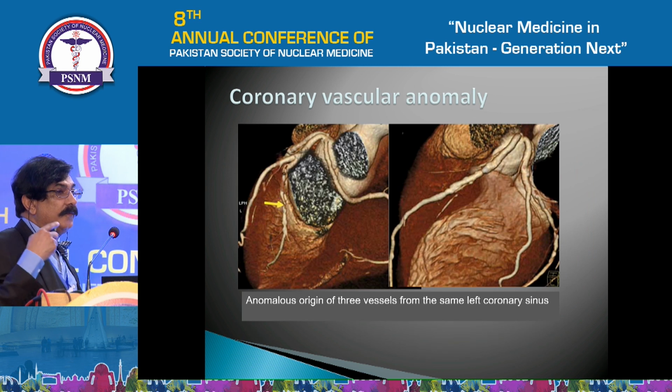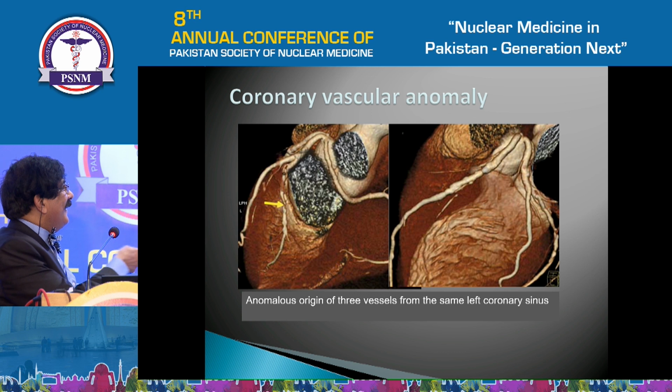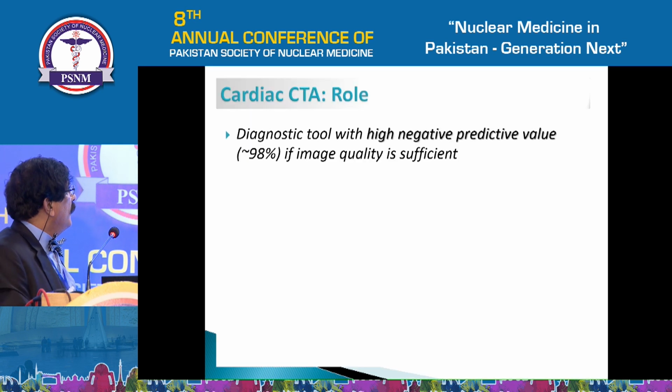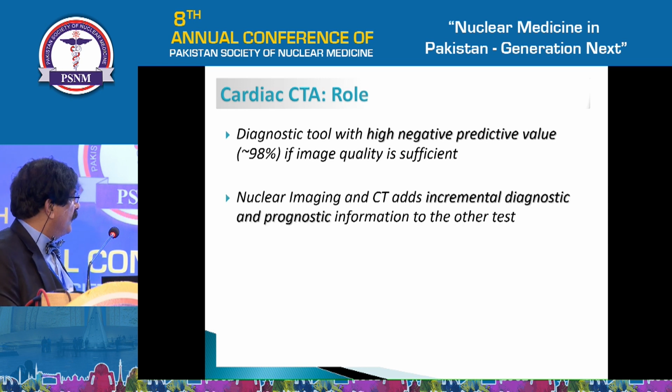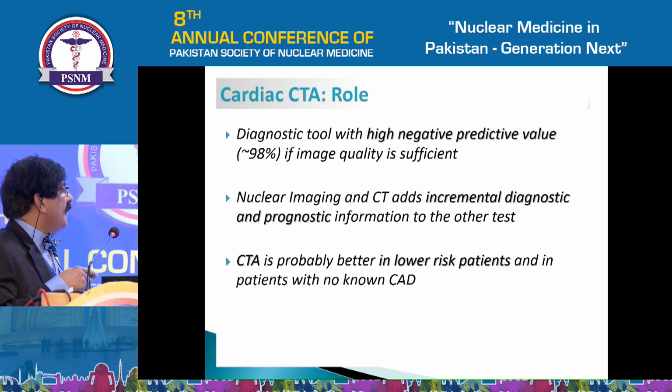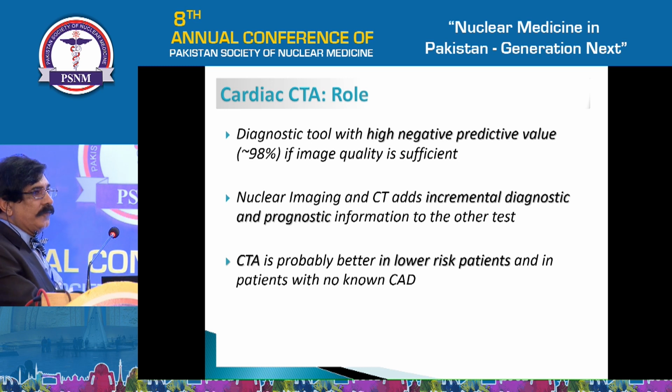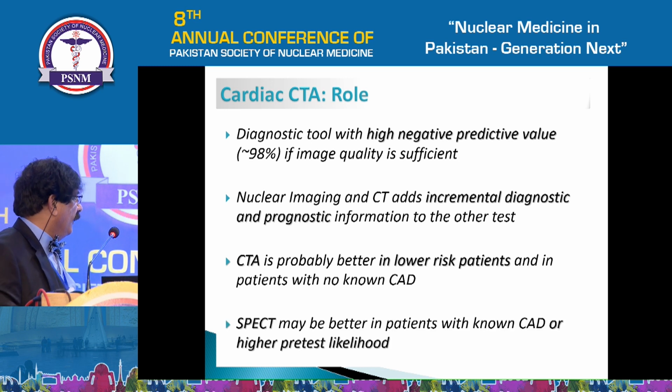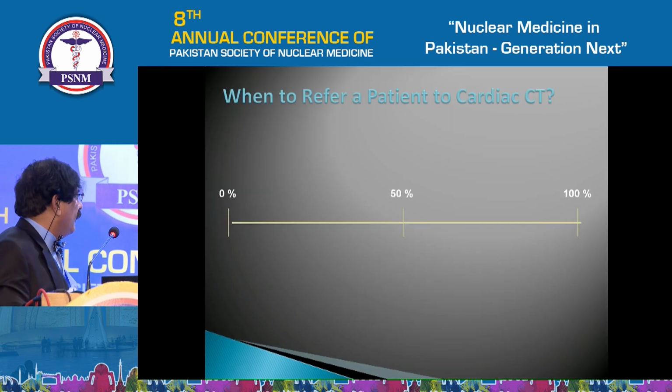The other thing that it is very good at is diagnosing coronary vascular anomalies, which cannot be detected by invasive angiography in most of the cases. Now we come to the cardiac CTA role, and it is a diagnostic tool with a high negative predictive value. It adds incremental diagnostic and prognostic information, and it's probably better in the lower risk patients with CAD, whereas SPECT may be better in patients with a high pretest likelihood.